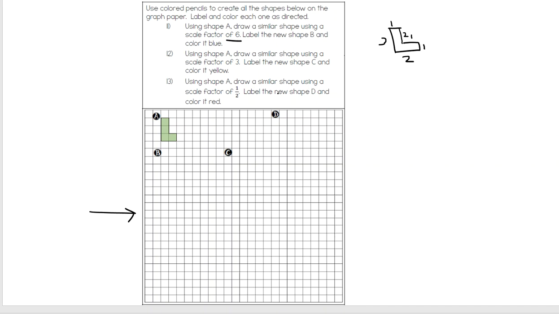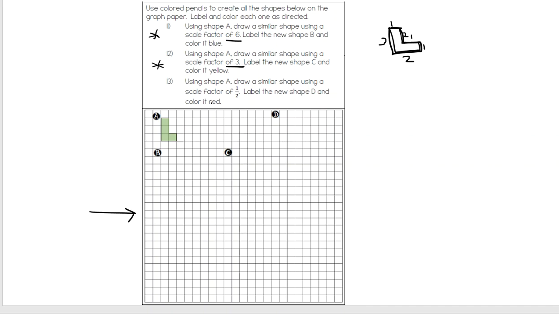For number 12, you're going to use shape A and you're going to draw a similar shape using a scale factor of 3. So that means that all of these numbers right here, the 1, the 3, the 2, the 1, the 1, the 2, every single one of those would have to get multiplied by 3 to enlarge the shape. Okay, so for these two, your shapes are going to get bigger by the scale factor given.